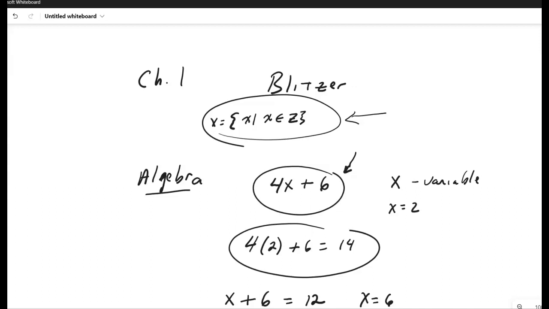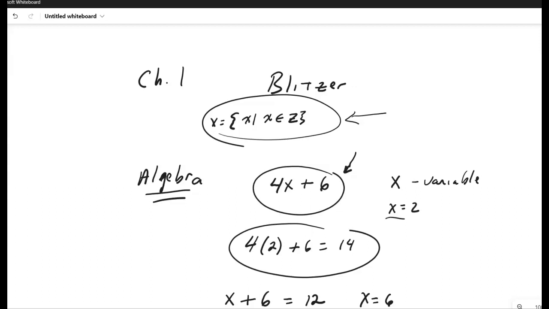First of all, algebra uses symbols for variables. In this expression here, it says 4x plus 6. Well, that's just an algebraic expression as you'd see it written. It means 4 times a number plus 6. X is called the variable.